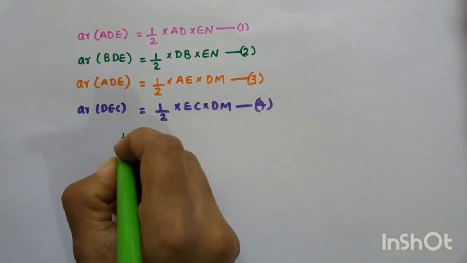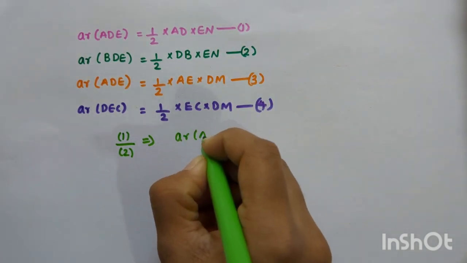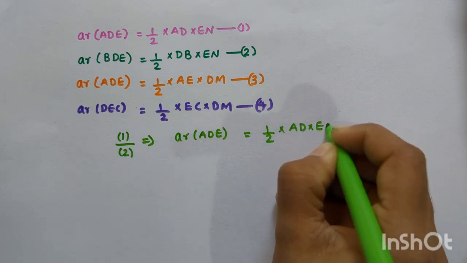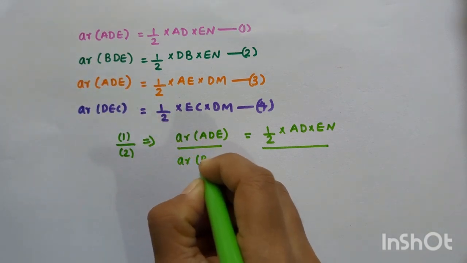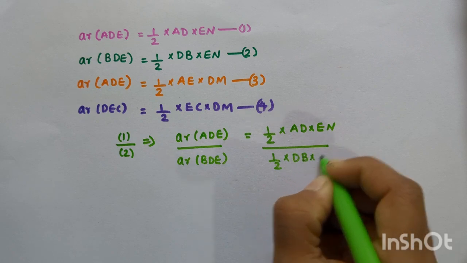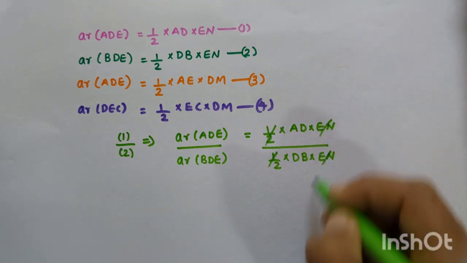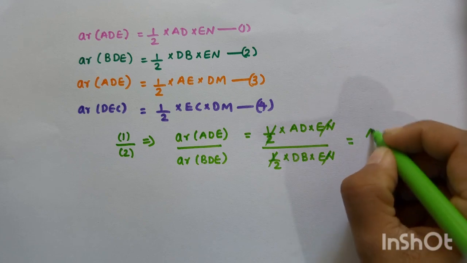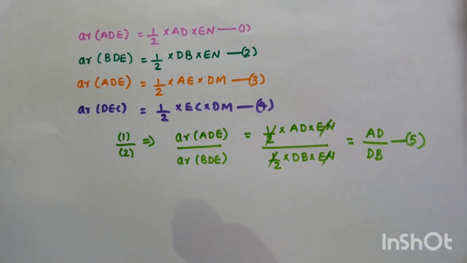So when you take the ratio of equation number 1 and equation number 2, see, equation number 1, we have area of ADE, which is equal to half into AD into EN, divided by equation number 2, which is area of BDE, equal to half into DB into EN. Half can be cancelled, EN cancelled. So we are getting area of ADE divided by area of BDE as AD divided by DB, and I am taking this as equation number 5.